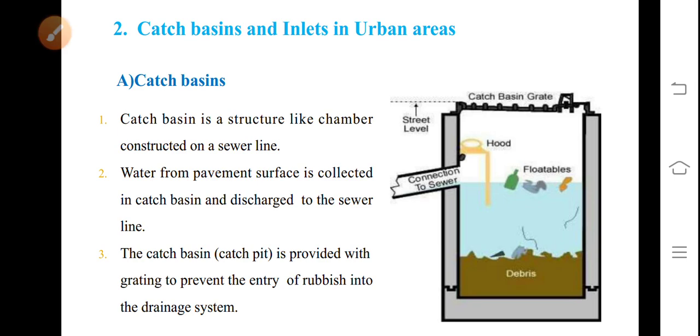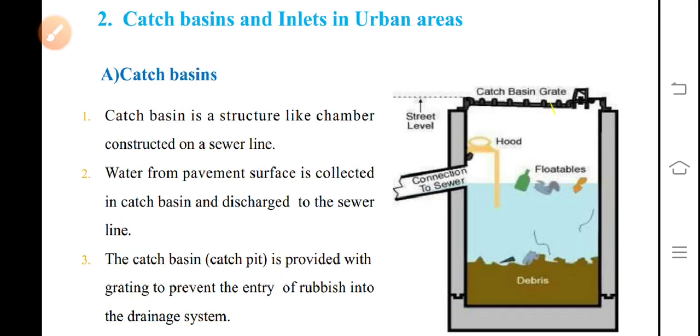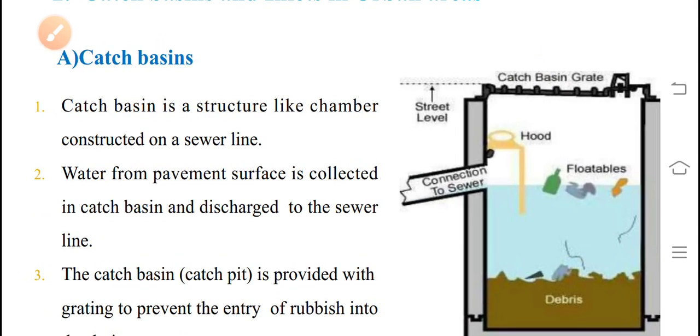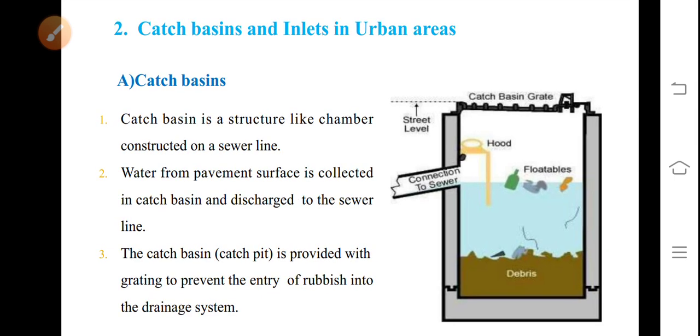Catch bins and inlets in urban areas. See, very nice photograph is being given so as to understand clearly catch bins. What is catch bin? It is a structure like chamber constructed on a sewer line. Over the sewer line, it is required to be constructed. Water from pavement surface is collected in catch basin and discharged to the sewer line. The catch basin, that is catch pit, is provided with grating to prevent the entry of rubbish into the drainage system. Grating just like a mesh.